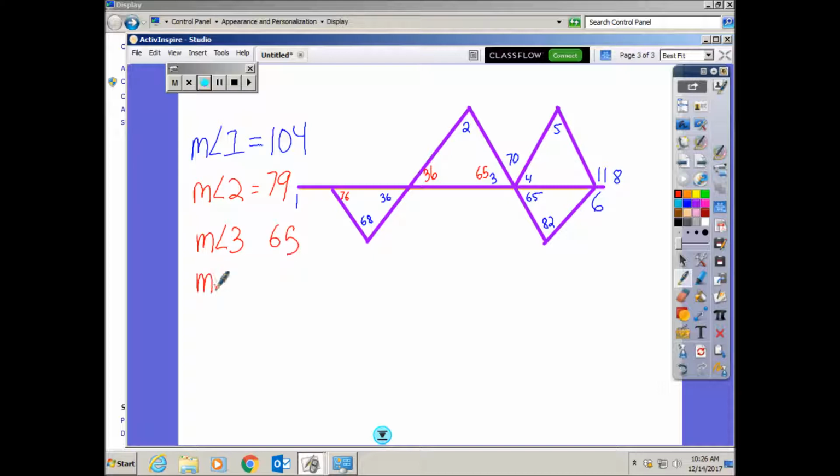So now I want to find the measure of angle 4. So 3, 70, and angle 4 are going to equal 180 degrees, correct? Yeah. So I know that angle 3 is 65. So if I start at 180, I subtract 65 and I subtract 70, what's left? So in your calculator, 180 minus 65 minus 70. What? 45. 45, do you agree? Yes, sir. Yeah. So this is 45.